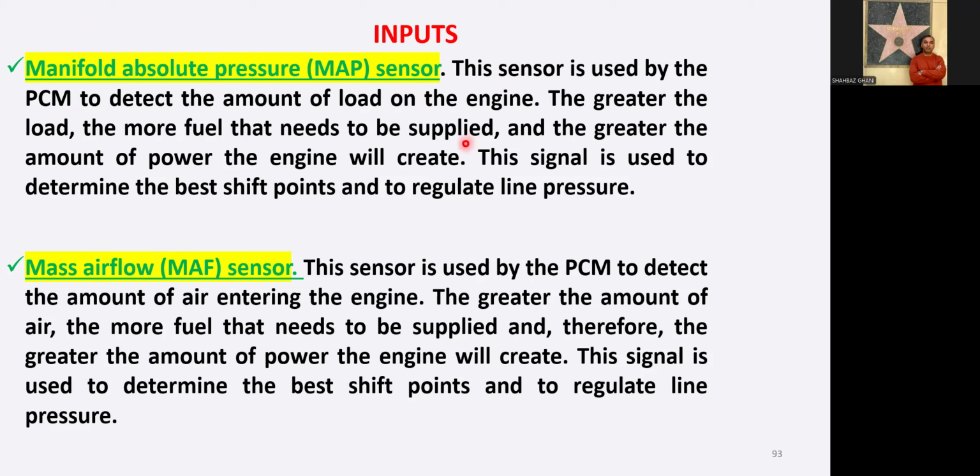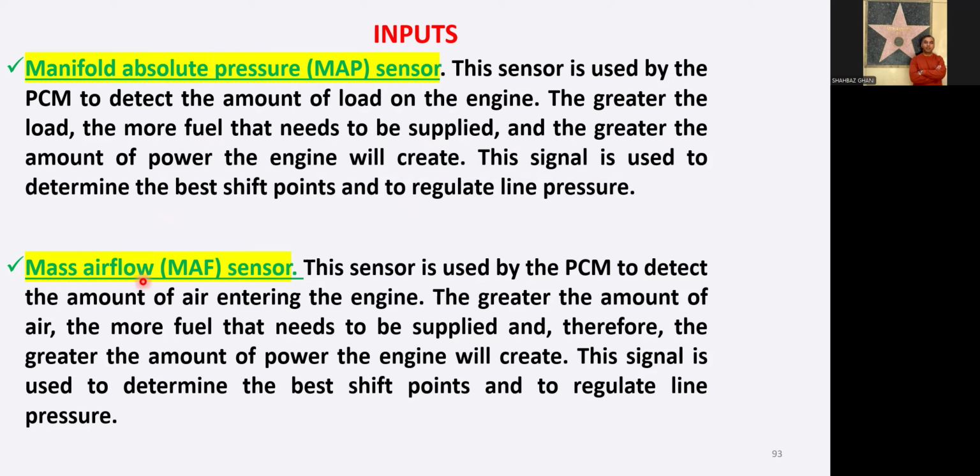So the greater the load, the more power we require. More power means we require more air and more fuel, and the greater the amount of power the engine will create. This signal, from the manifold absolute pressure (MAP) sensor, is used to determine the best shift points and to regulate the line pressure, so that we have a matching arrangement between the engine and the transmission, and we should not feel any jerk in the shifting.